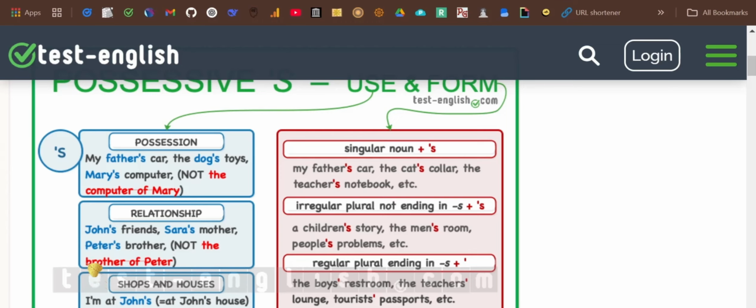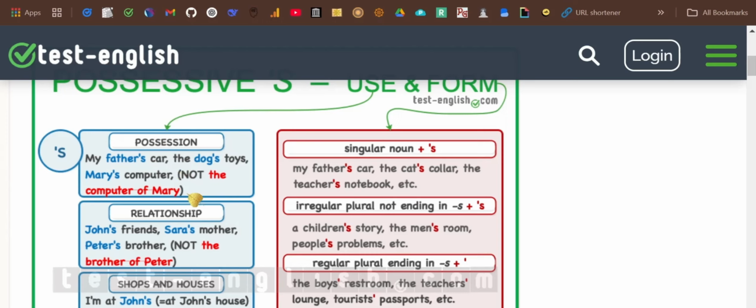So if you're showing the possession like this, then apostrophe s. We don't say the computer of Mary. Even though people understand what you're saying, it's very strange. We don't say that. Computer of Mary. No, Mary's computer. So this is possession in the basic sense.